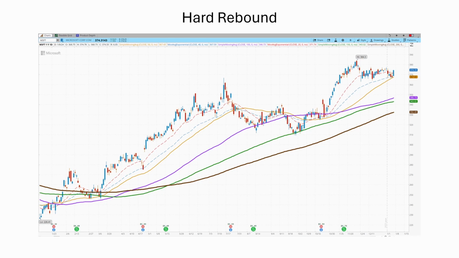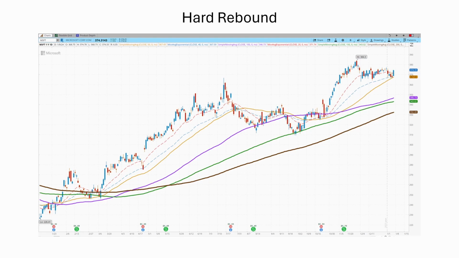So one of the methods that I like to use is something called a hard rebound. A hard rebound occurs at a moving average. If you don't know what a moving average is, you can click on the link I'm going to have on top, which is a live class that I did explaining how moving averages work, okay? But for right now, I'm going to explain clearly how to use this sort of trading.